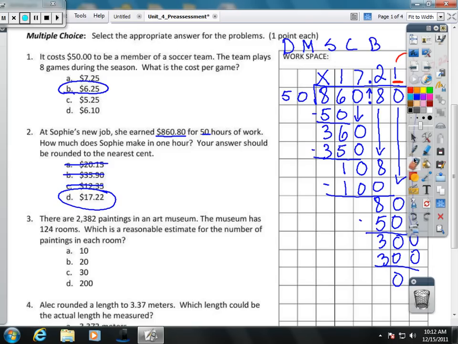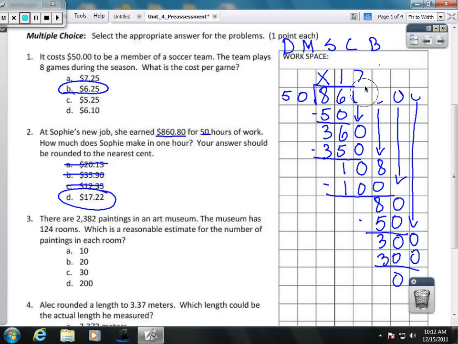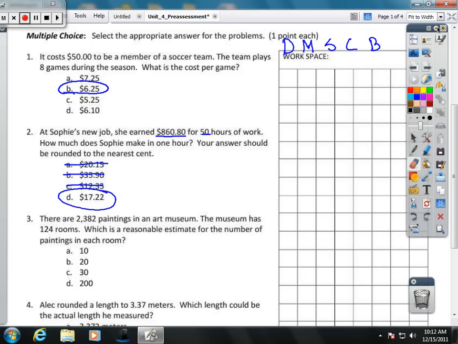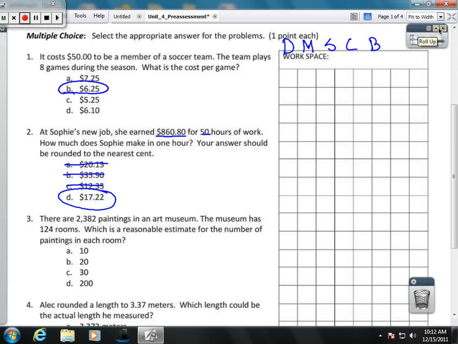All right, moving on quickly to number 3. Let's go grab an eraser and let's erase all of this stuff here, and we'll move on to number 3. Hopefully, I'm not moving too fast. If I am moving too fast for you, remember, you can always stop the play, or you can rewind it too, which is kind of cool.